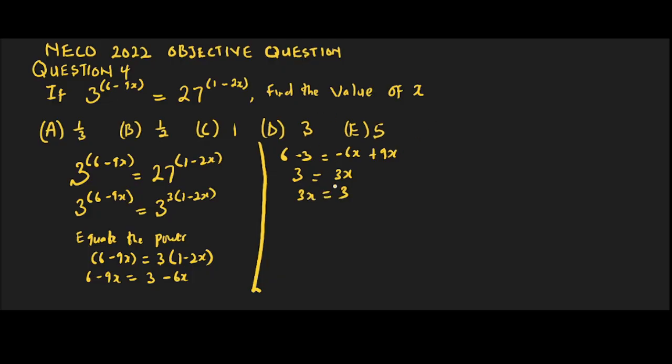The question asks us to find the value of x. So we divide both sides by 3. Then we have 3x over 3 is equal to 3 over 3. Then x is equal to 3 over 3, and that's going to give us 1. That means the value of x is 1, and that is option C.